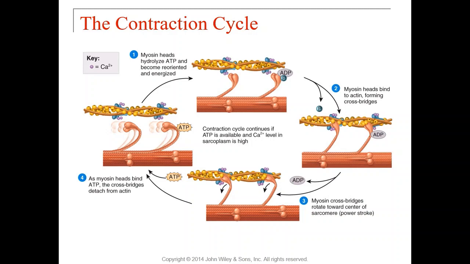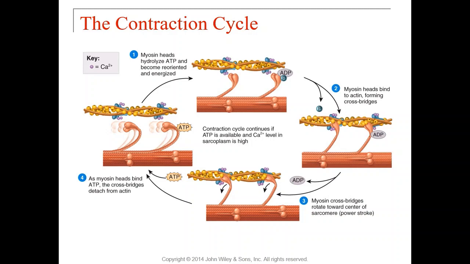Remember, they're going to pull on actin in a game of tug of war. And in order for you to pull, you need to attach. So step 2 is that the myosin heads will bind to actin. And when the myosin heads bind to actin, they form a bond, which we call a cross bridge. So that's step 2. Myosin heads bind to actin, forming a cross bridge. And then once they bind, now they can pull.